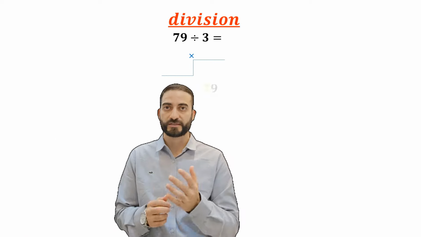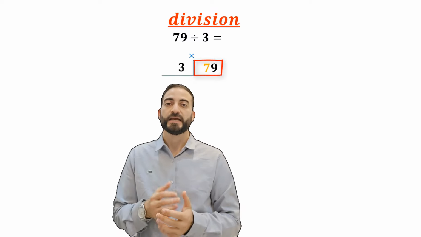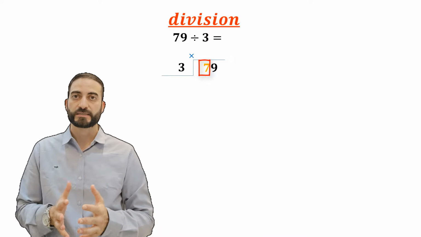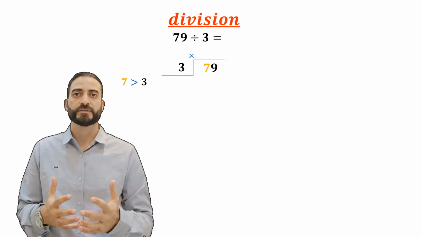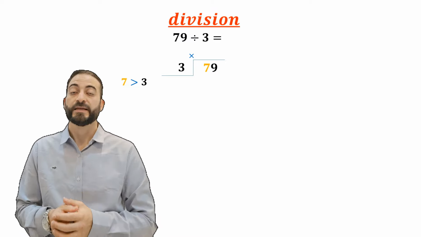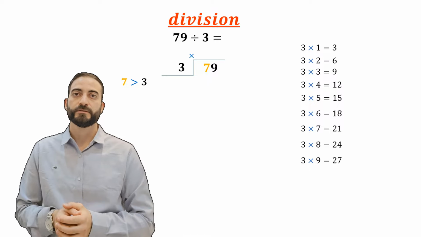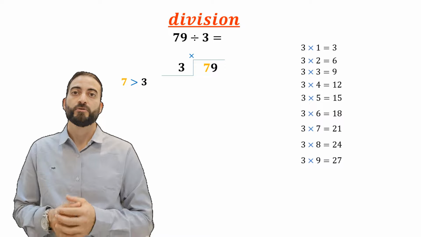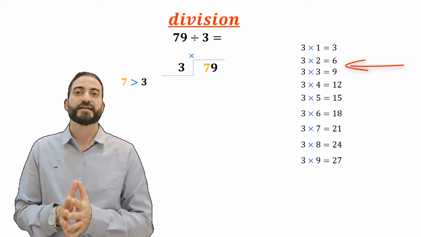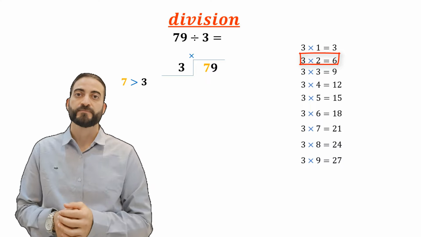Now we come here, we have 79 divided by 3. We must first come to the dividend, which is 79, and start with the first number from the left, which is 7. We ask ourselves, is 7 greater than or equal to the divisor, which is 3? If the answer is yes, then we can start the process. We search the multiplication table. We must search for 7. As we notice that 7 is here between 6 and 9, we must always take the smaller one. So we take 3 times 2 equals 6.